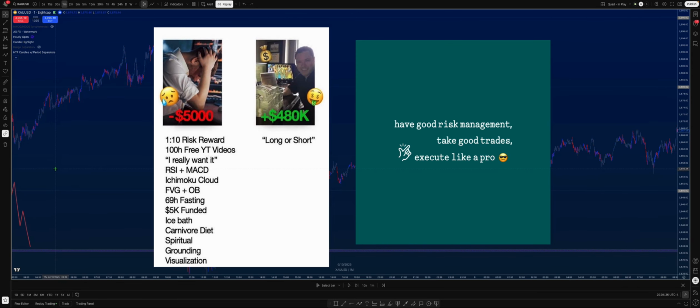Like, is an order block going to work here? Is a fair value gap going to hold here? Should I expect a deep retracement or shallow? That's what that's going to tell you.